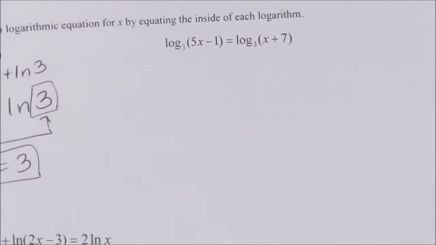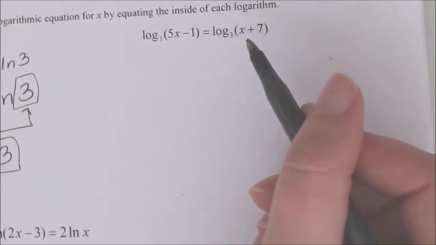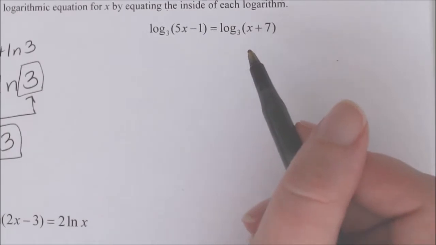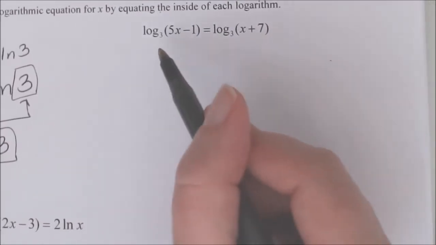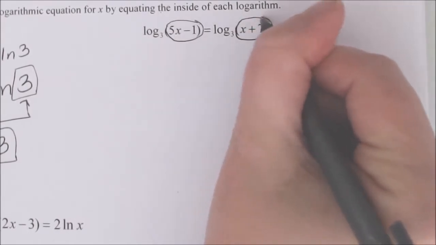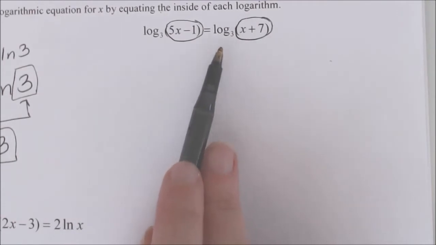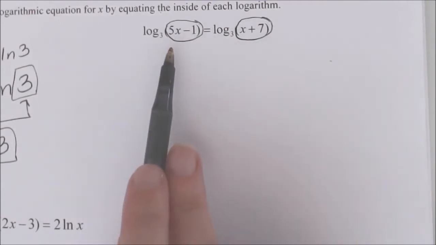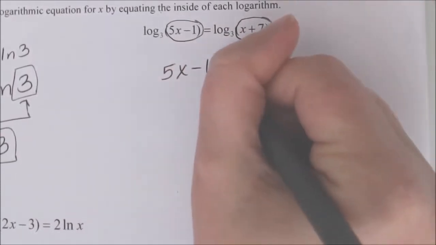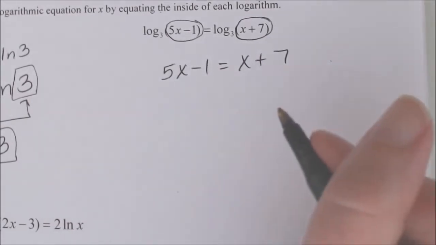The next one is very similar. We've got log base 3 of 5x minus 1 equals log base 3 of x plus 7. It looks more complicated, but again, don't overthink this. We've just got log of this expression equals log of this expression. As long as the bases are the same, in this case they're both 3, then what's inside the logs has to match up again. So I'm going to drop the logs and I'm going to say 5x minus 1 equals x plus 7.